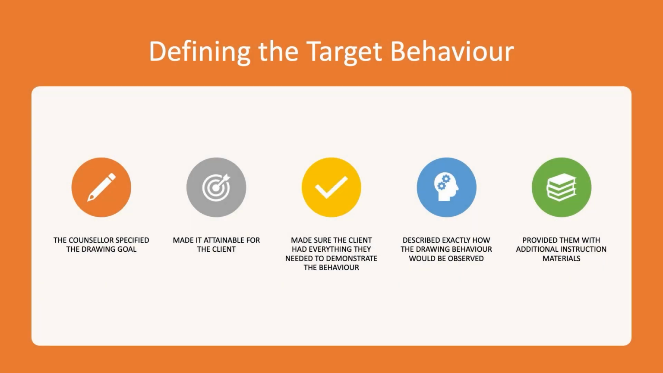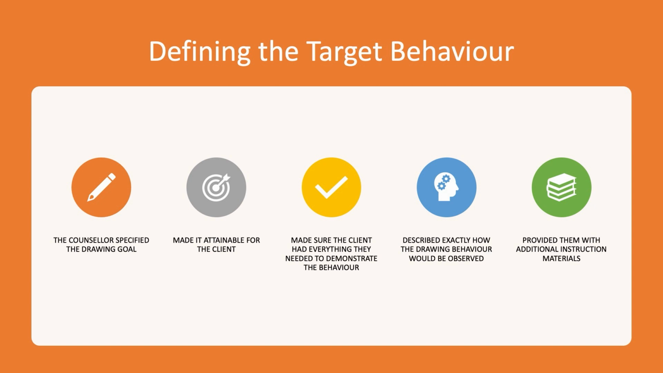Okay, sounds good. Notice how the contingency management provider took the client's goal of wanting to draw more and specified that goal, made it attainable for the client, along with describing how exactly that behavior would be observed, and provided them with additional instruction materials. It is crucial that the client have a clear understanding of how to demonstrate the target behavior so that they know how to earn incentives.